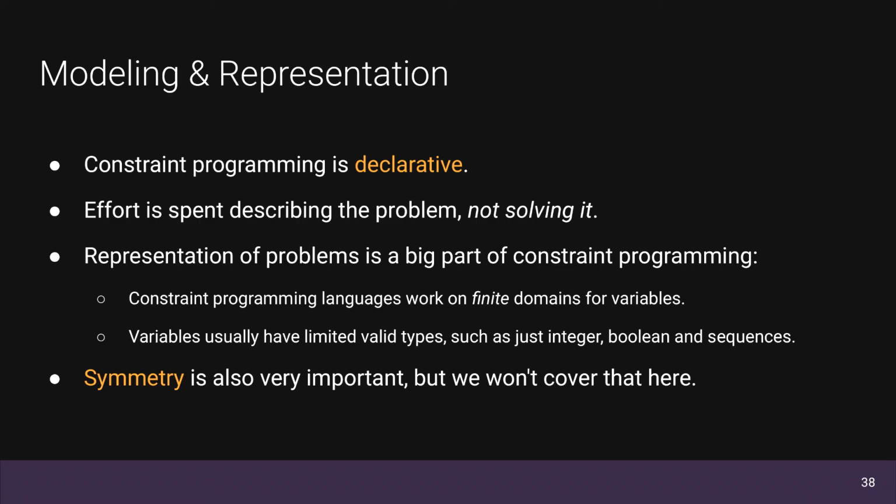So for constraint programming to be feasible, we need each of the variables to have finite domains. This rules out things like floating point numbers because they lead to infinite domains. And variables typically in these kind of constraint programming languages have a very strict subset of values that are available to them, i.e.